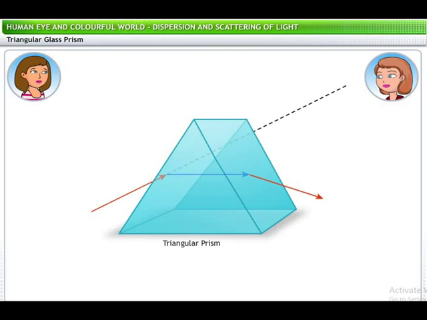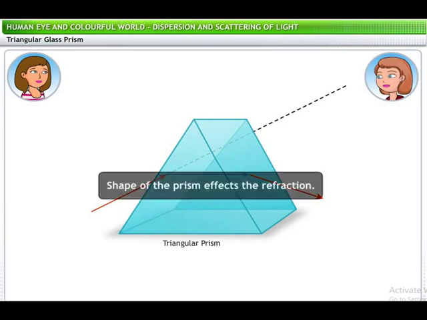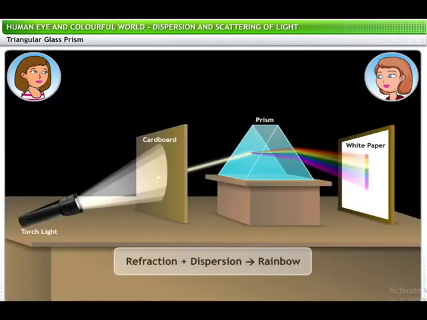Wow! I can see how the emergent ray is emerging at a different angle altogether now. Yes, the shape of the prism impacts the way the incident ray refracts. The formation of a rainbow is a combined effect of refraction and another phenomenon called dispersion. Let's begin with refraction and review the general terms associated with a triangular glass prism.